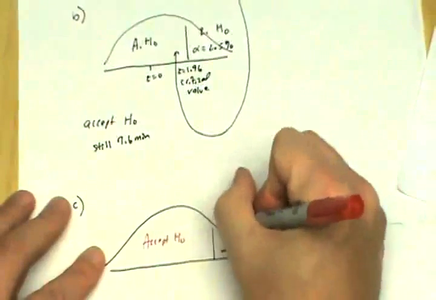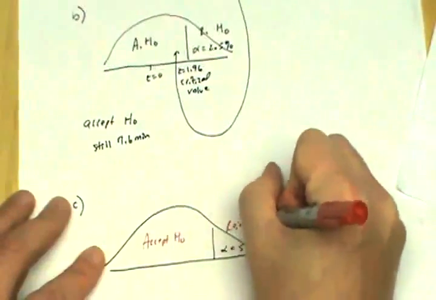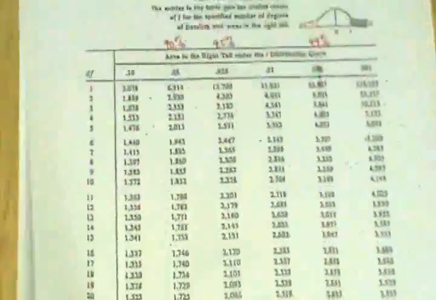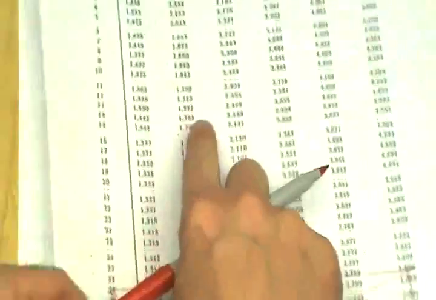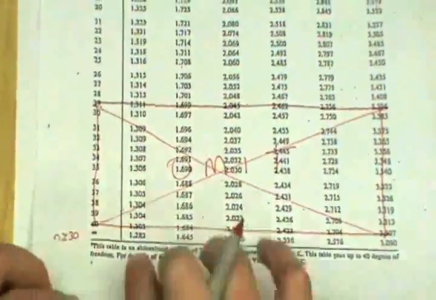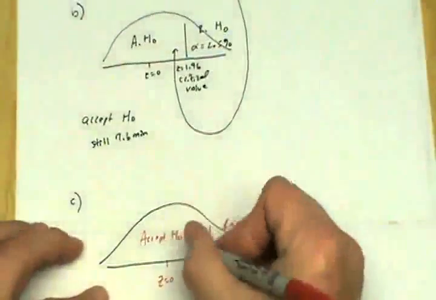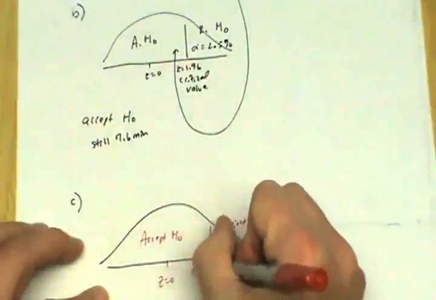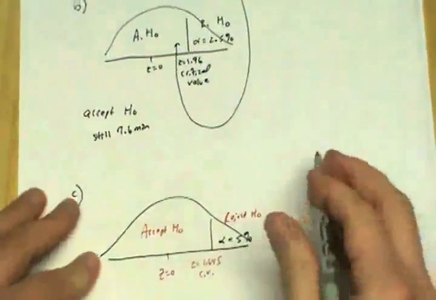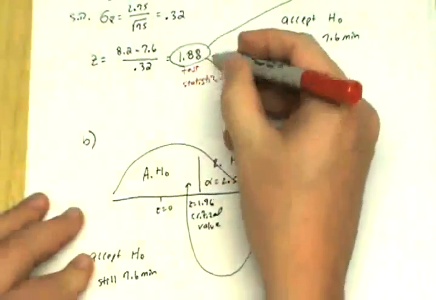This is still reject H0. The mean is a z-score of 0. In our t-chart, we're going to now have 5% in the tail. We're going to go all the way to the bottom, and we're going to get back a 1.645. That's our critical value, CV for short. And our test statistic is still 1.88.